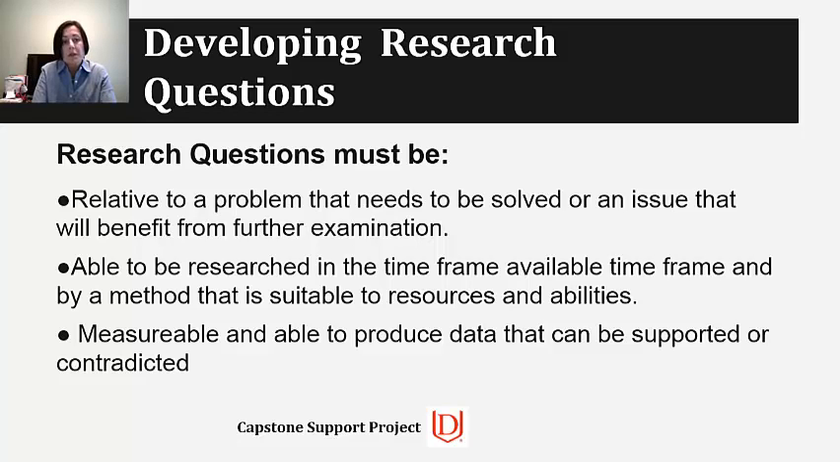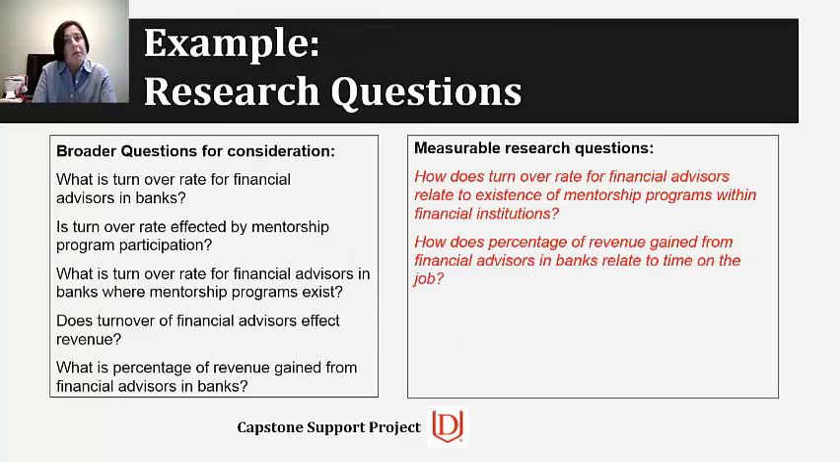Your research questions must be relative to the problem that needs to be solved and something that will benefit from further examination. They must be able to be researched, and they must be measurable if you are doing primary research. You must have something that you can collect data on and answer and determine, or that can be supported by your data or contradicted by it.